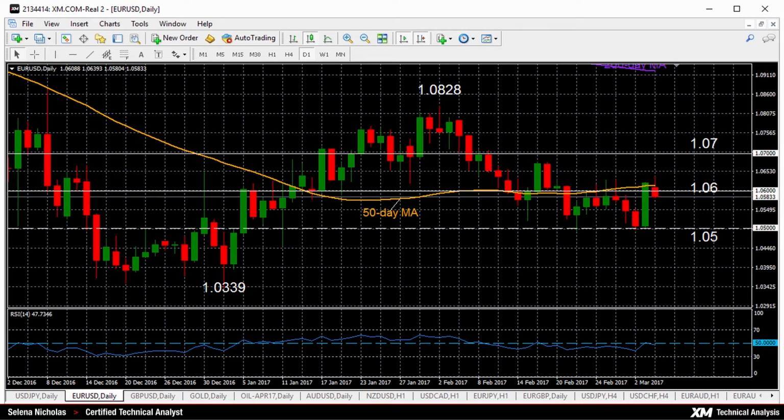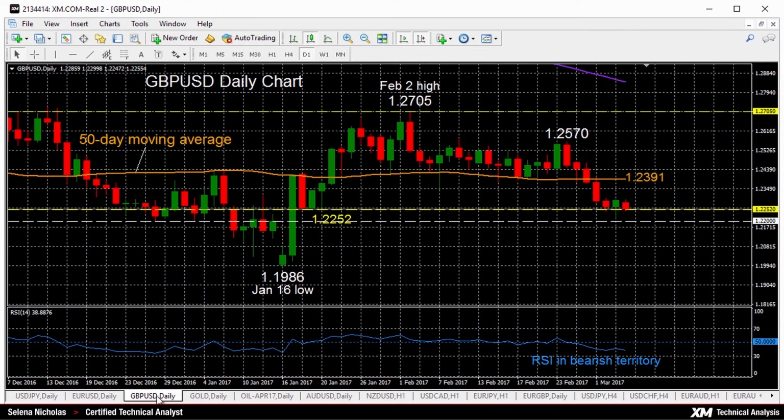So we could say that the level at 1.06 right now will act as immediate resistance. RSI is dipping back down. It's back below 50, so into bearish territory again. Support would be at 1.05, and a daily close above 1.06 could bring a rebound, though, a rebound higher towards 1.07.